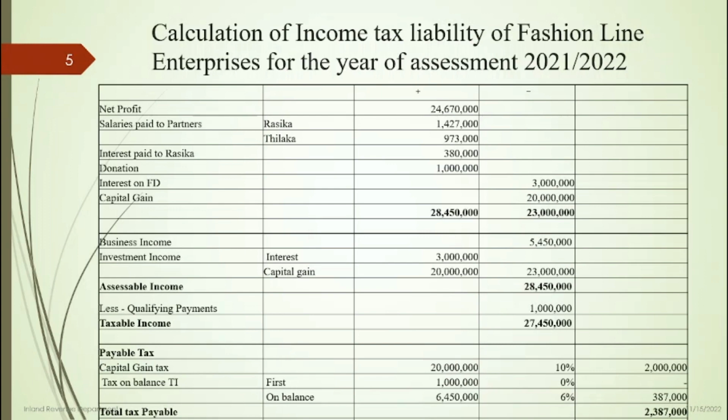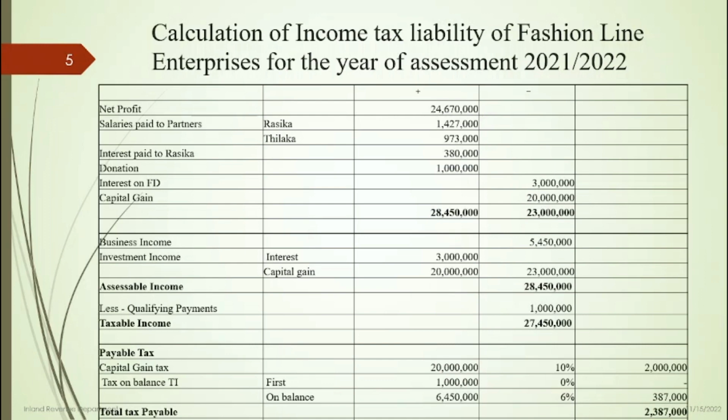After setting off the minus amounts, 23 million, against 28,450,000 in the plus column, the balance will be 5,450,000. That is the business income of this partnership. To that business income, we can add investment income. Investment income will be interest income, that is 3 million, and the capital gain, which will be 20 million. After adding that to the business income, we will receive the assessable income, that is 28,450,000. This is the assessable income.